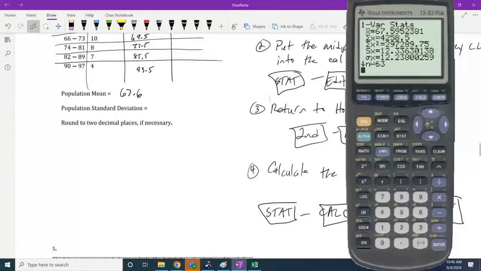So I want the population standard deviation. So I want to use this sigma value. The population standard deviation should be 12.24. And that's where you have to be careful on which standard deviation value they want. If they want the population, you want to use that sigma sub x value. If they want the sample, then you use S sub x.